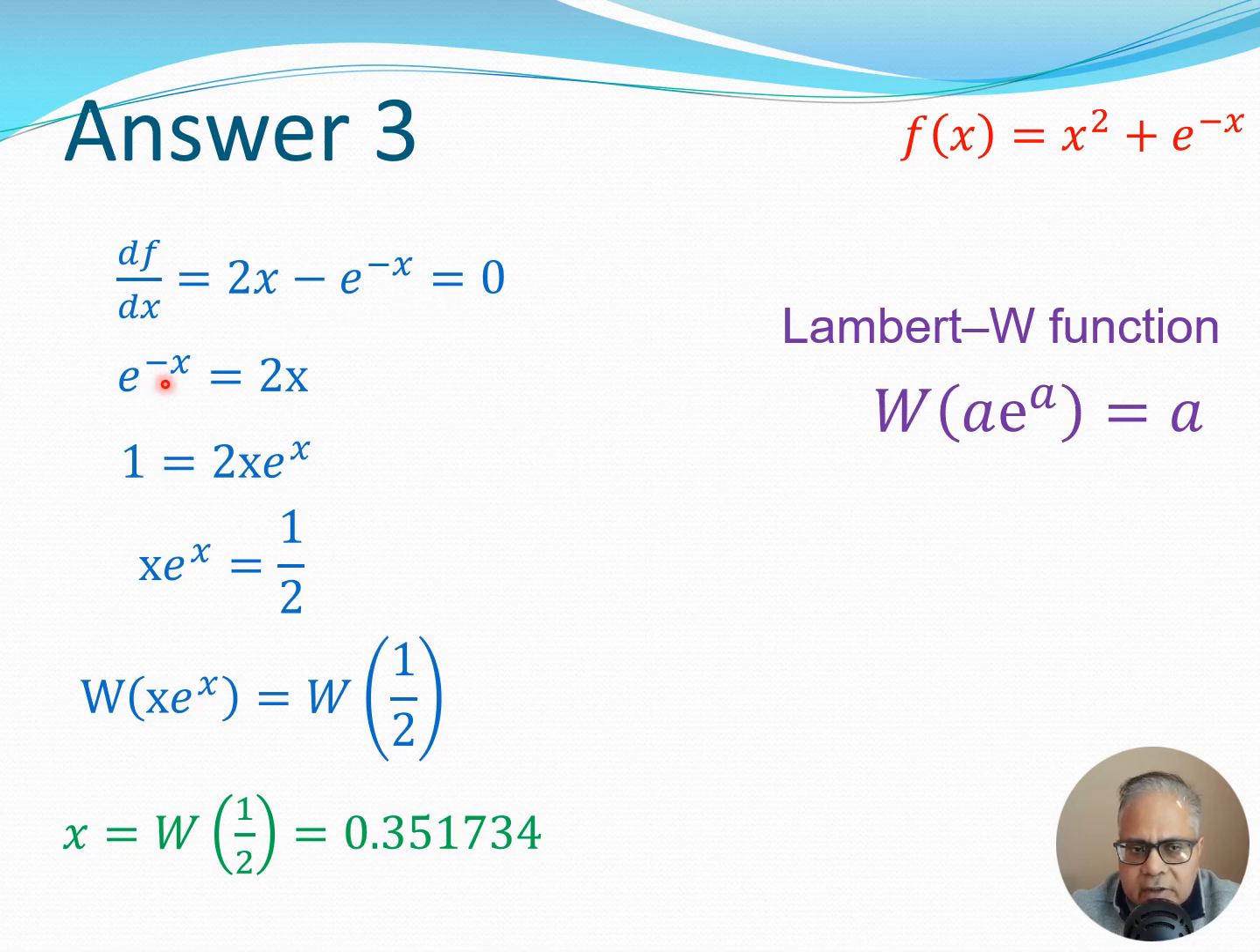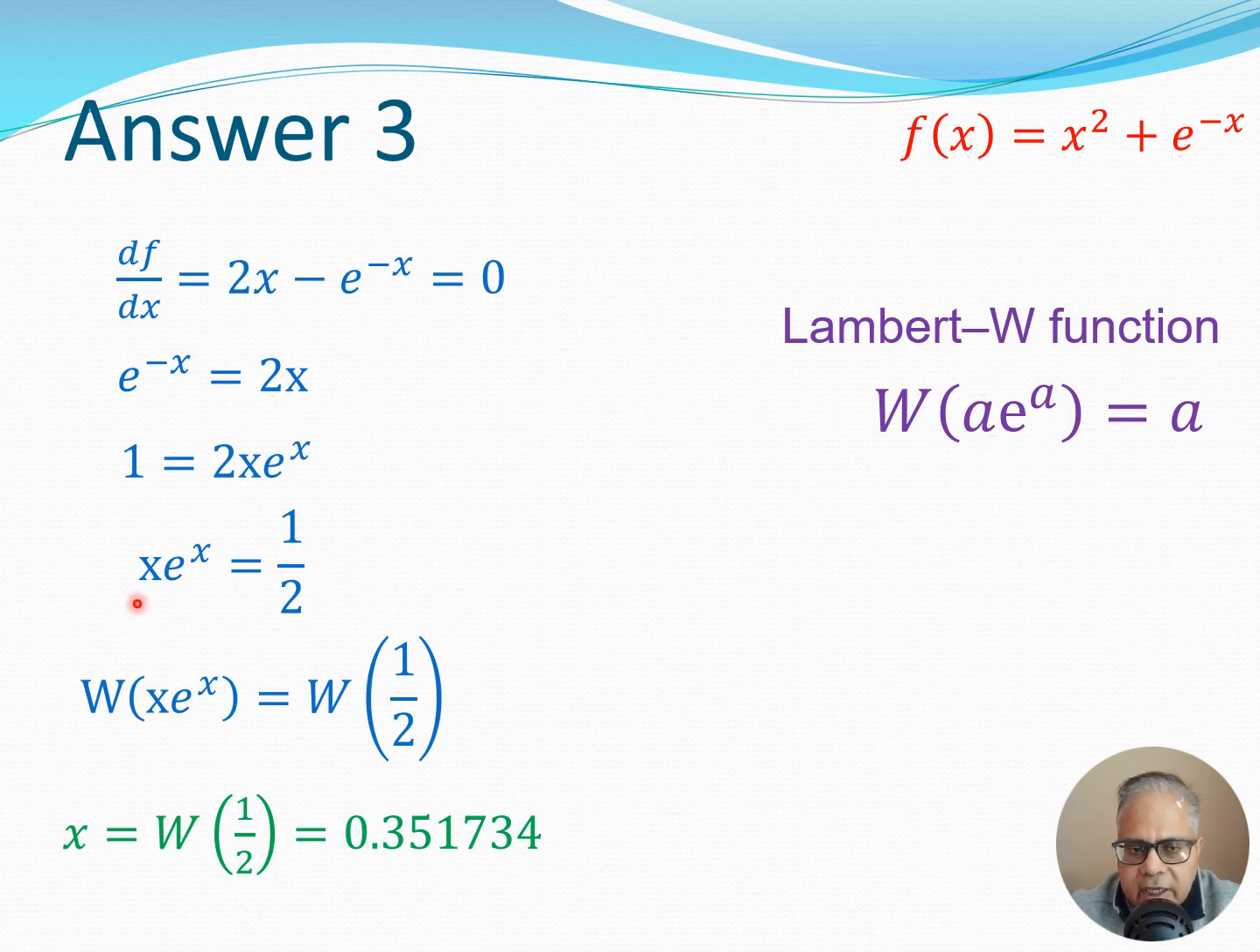So I can write this particular equation as e to the power minus x equals 2x, and then I can write it as 1 equals 2x e to the power x, which I can finally write as x e^x is half. Once I get this form, I can use the fact that there is something known as the Lambert W function. If we apply the Lambert W function to some function, for example a e to the power a, then I get a. That is what the Lambert W function does on any function of this type.